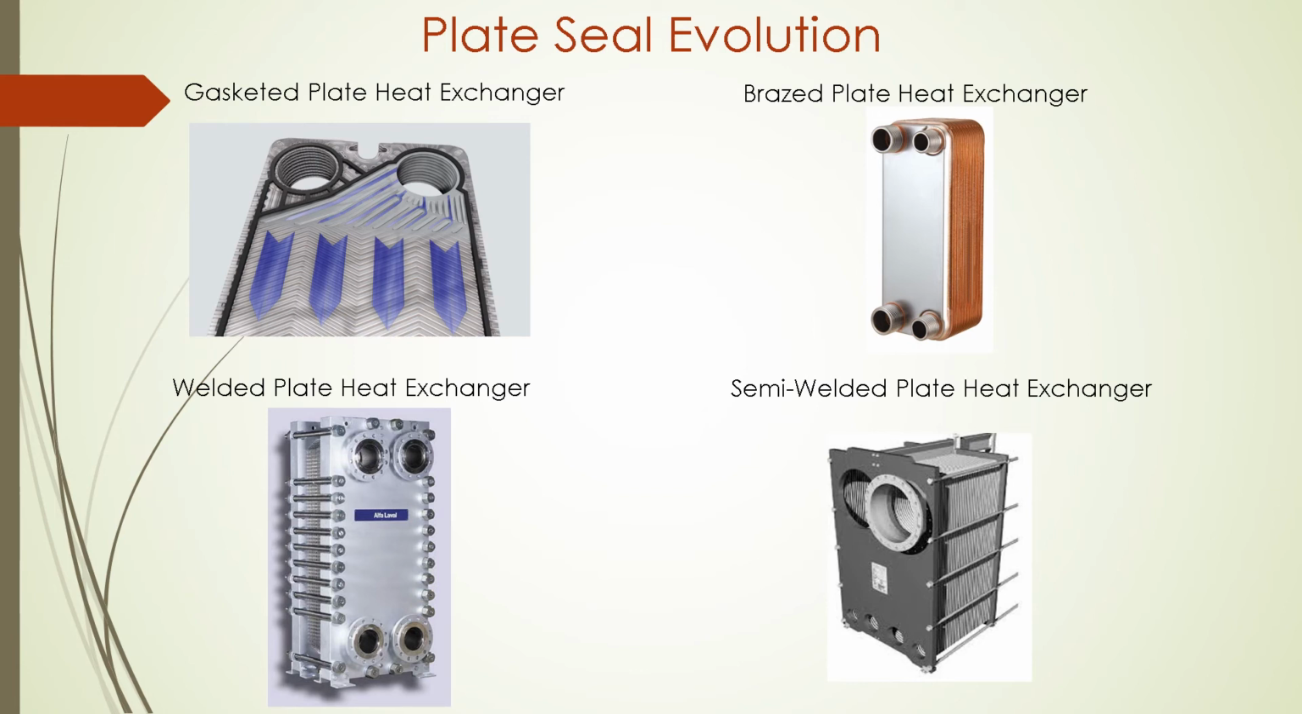Gasketed plate heat exchangers were the first type introduced and used high-quality elastomeric gaskets and design to seal plates together and protect against leaks. Recent advances have introduced brazed plate heat exchangers, which have a stainless steel composition with copper brazing, and welded plate exchangers, which have the plates welded together. Semi-welded exchangers feature a mixture of welded and gasketed plates.